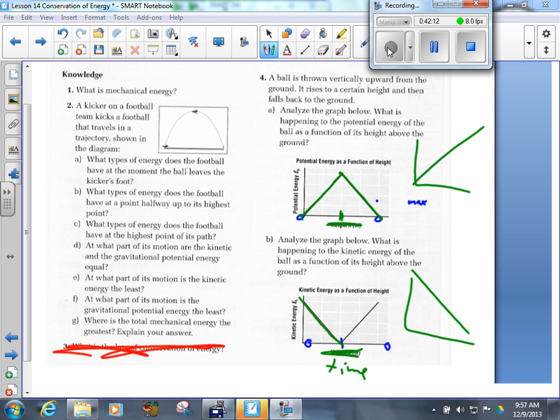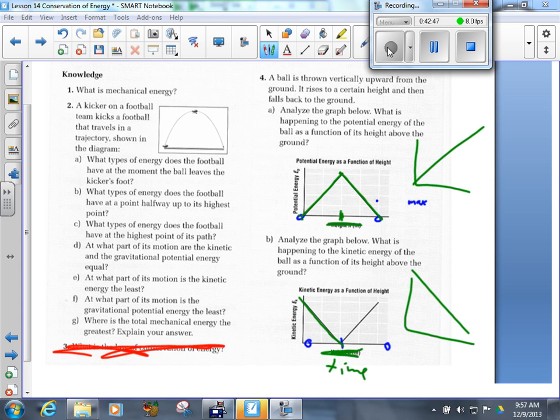For C, what types of energy does the football have at the highest point in its path? Potential and kinetic, because it's moving forward. If you threw it straight up in the air, then it would only have potential, because it wouldn't be moving forwards. But because you're kicking it horizontally, it's a true projectile, and as a result, it's actually still moving at some speed forwards as well. So it would have both. But again, that's why mechanical energy would fit here and be the correct answer in any situation.